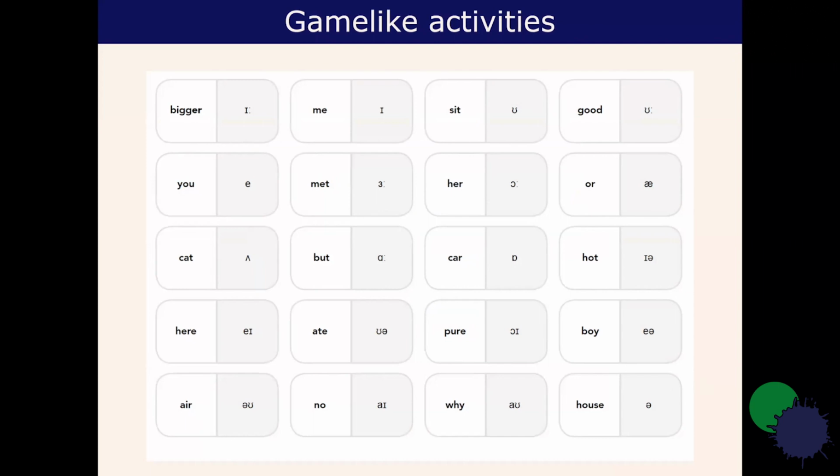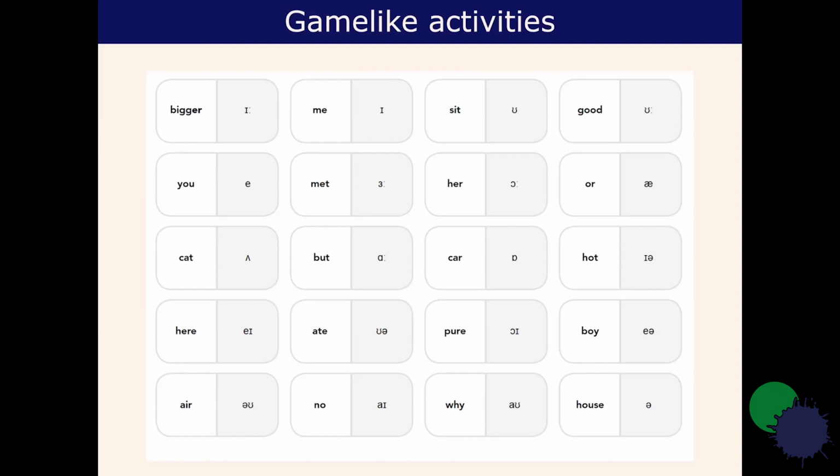So this is classic dominoes. You would cut all of these up into separate dominoes. Groups of students would get a set. And basically, this one is designed to match the phoneme to the word with that sound. So this one is introducing vowel sounds. You match E to me, it to sit, oo to good, and students try to lay the dominoes down.